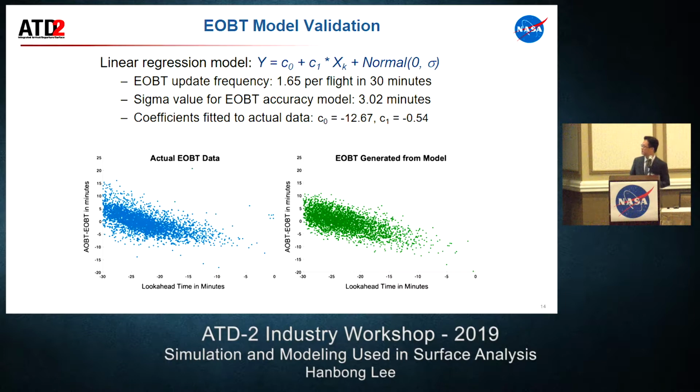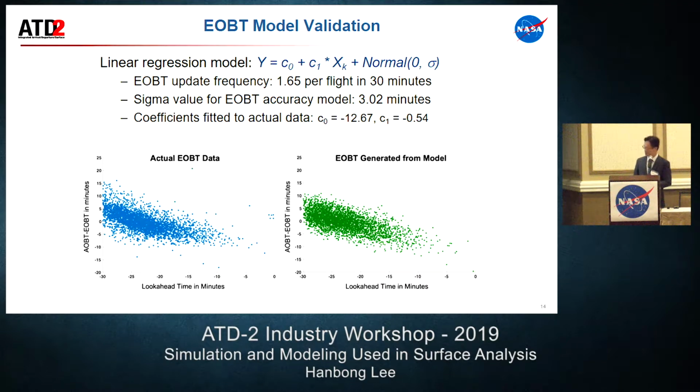To validate the UVT model, we also looked at 1 week of flight data at the Charlotte airport. From the 1 week data, we found the UVT update frequency is about 1.65 for each flight. That means most flights just update the UVT value once or twice up to the actual pushback. And the sigma value for the UVT accuracy model was about 3 minutes. And we also found the coefficients fitted to the actual data, like these values.